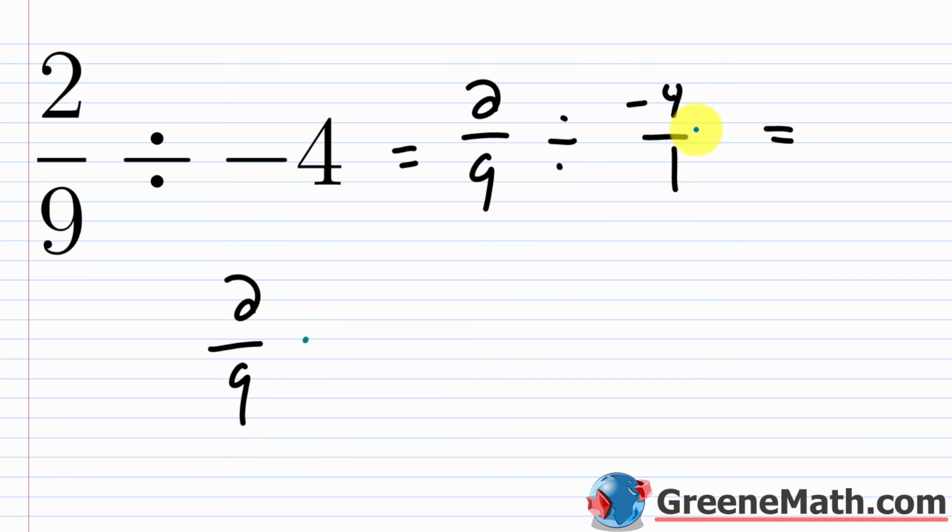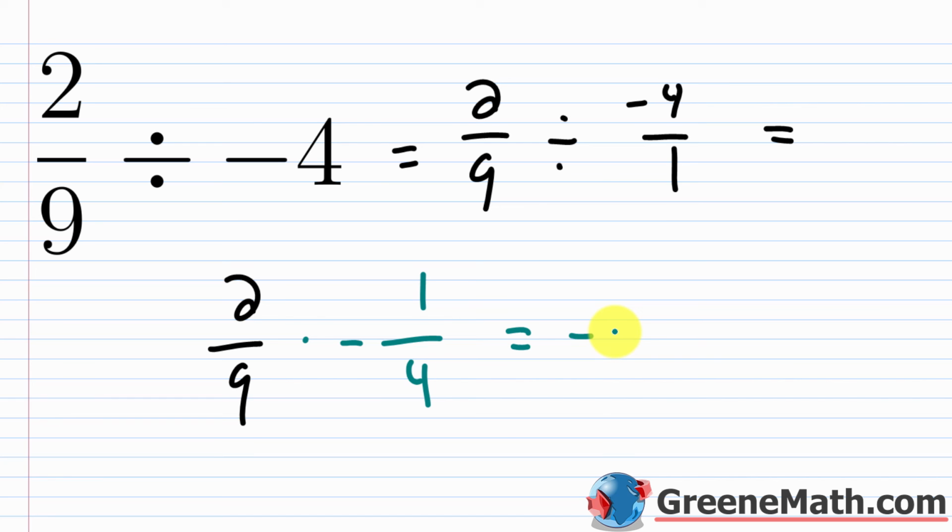And then times the reciprocal of the rightmost fraction. So again, the reciprocal here, let's just write -1 over 4. Again, you could write the negative down here if you want, or you can put it out in front. It really doesn't matter because when you're multiplying, a positive times a negative will give you a negative.